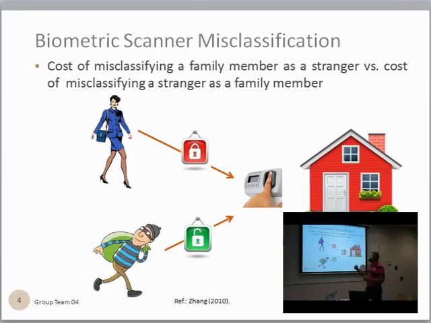But what happens when a stranger, a robber for example, gets to the classifier and the algorithm classifies that thief as a family member and opens the door? We have what we consider to be a greater impact of the cost in this situation.